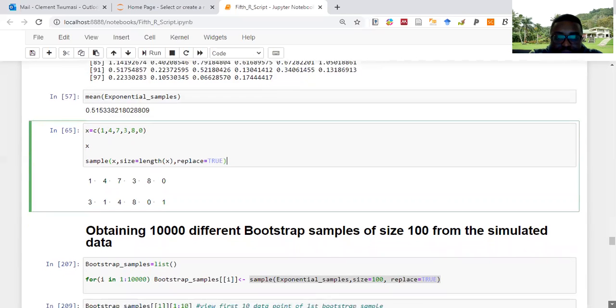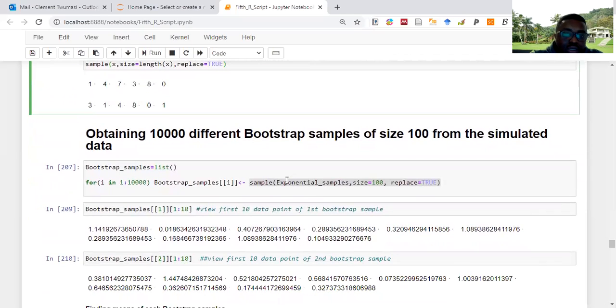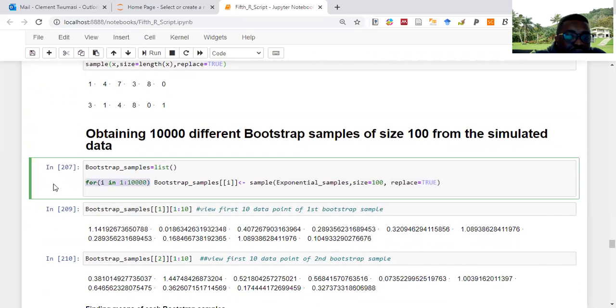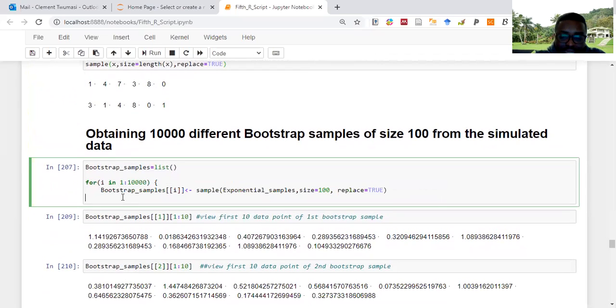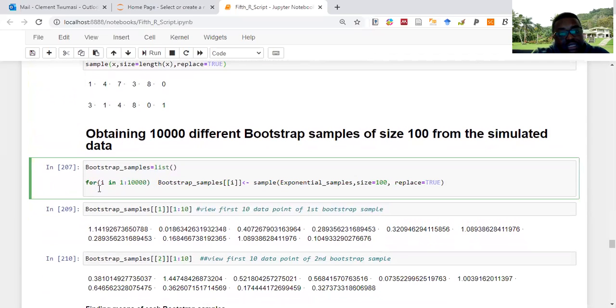So if I come down here, the last time I told you, if I write a for loop, I could just bring a curly bracket around it like this. But if it's just a single line, I can choose to ignore the curly bracket and it will still work. I can just write it on a single line. Here I'm considering all those 100 exponential samples, and that's why the size is 100. And I'm sampling with replacement.